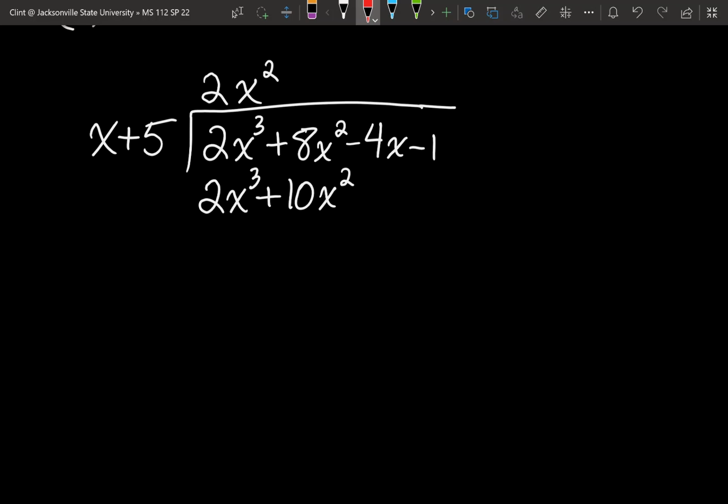Okay. And then what's the next step? Change our signs. Yeah, change our signs because we want to subtract. So minus there, minus there. So then 2x cubed minus 2x cubed, that's 0, so that goes away. And we got 8x squared minus 10x squared. That'll give us negative 2x squared.